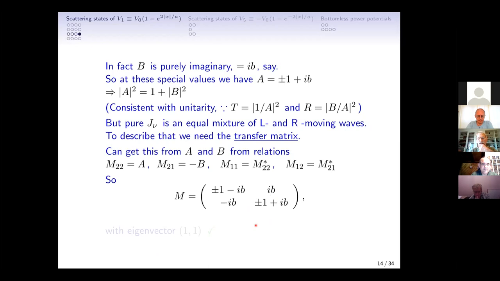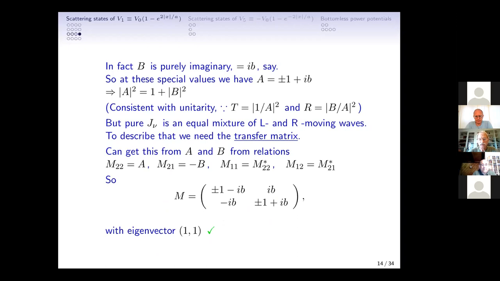And the important thing about that is that an eigenvector of that transfer matrix is (1, 1). In other words, an equal mixture of H1 and H2, which is actually J. So that just confirms that J nu is connected by the transfer matrix from one side to the other and persists. So that's one thing.